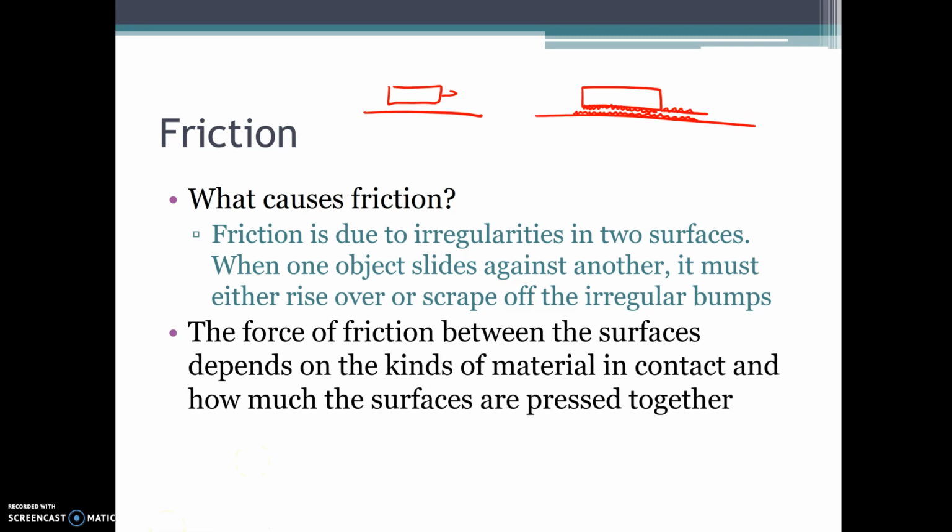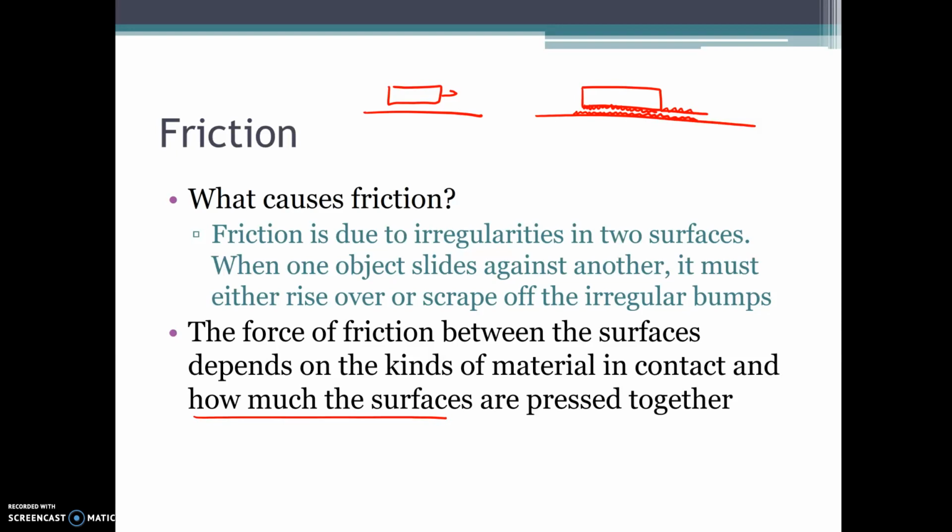And that force of friction between the surfaces depends on the kinds of material in contact and how much those surfaces are pressed together. The kinds of materials, that part is kind of obvious. If we have two hands that are put together, that's one thing. If we put lotion on our hands, it changes. If we put gloves on our hands, it changes. If you were dragging a piece of wood or if you were dragging a brick, there was a different amount of friction there. But it also matters how much those surfaces are pressed together.